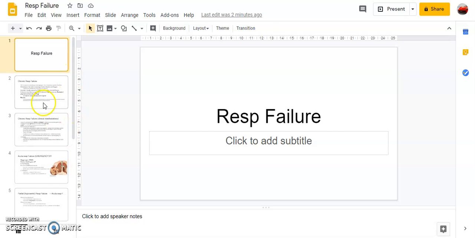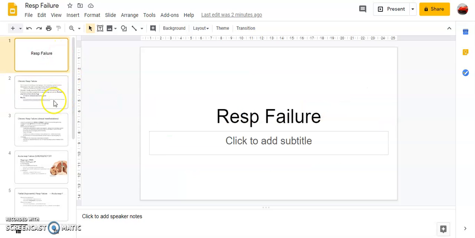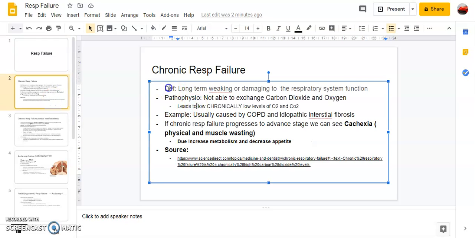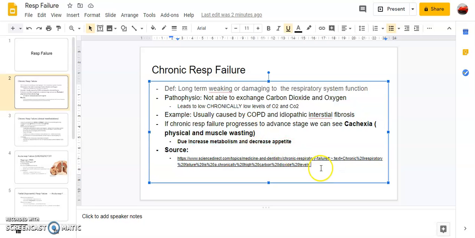So I'm going to be talking today about respiratory failure. Respiratory failure can be divided into two main types: one is chronic, and the other is acute respiratory failure. That's one of the key main things. I'm just going to give you a bit of information, first of all, as to what the definition is.